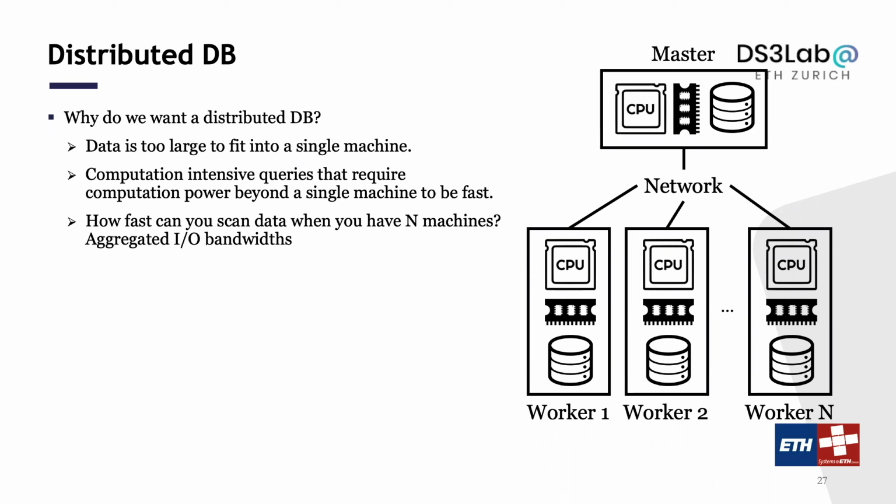Because of this, it also means that just distributing the workload to multiple machines doesn't necessarily make the whole thing faster, because I need to be able to do computation concurrently. I need to be able to do IO concurrently, right? If all the machines wait for each other, maybe it gets slower. That's something we need to be really careful about.